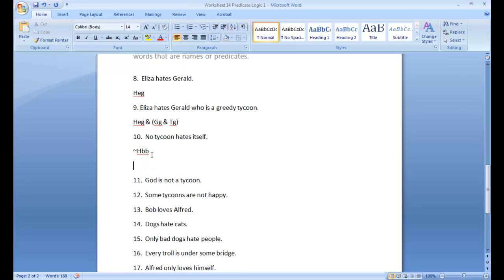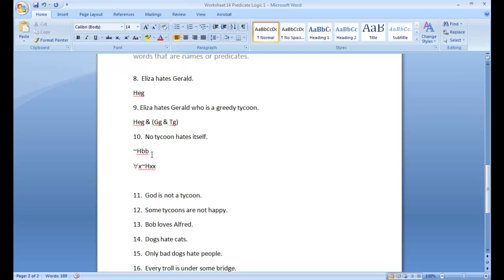So no tycoon hates itself. What does this mean? Well, there's two ways you could say it. You could say for all x, it's not the case that x hates x. Or you could say it's not the case that there exists an x such that x hates x. These also just turn out to be logically equivalent expressions, something we'll be able to prove later. So no tycoon hates itself: for all x, it's not the case that x hates x, or it's not the case that there exists an x such that x hates x.